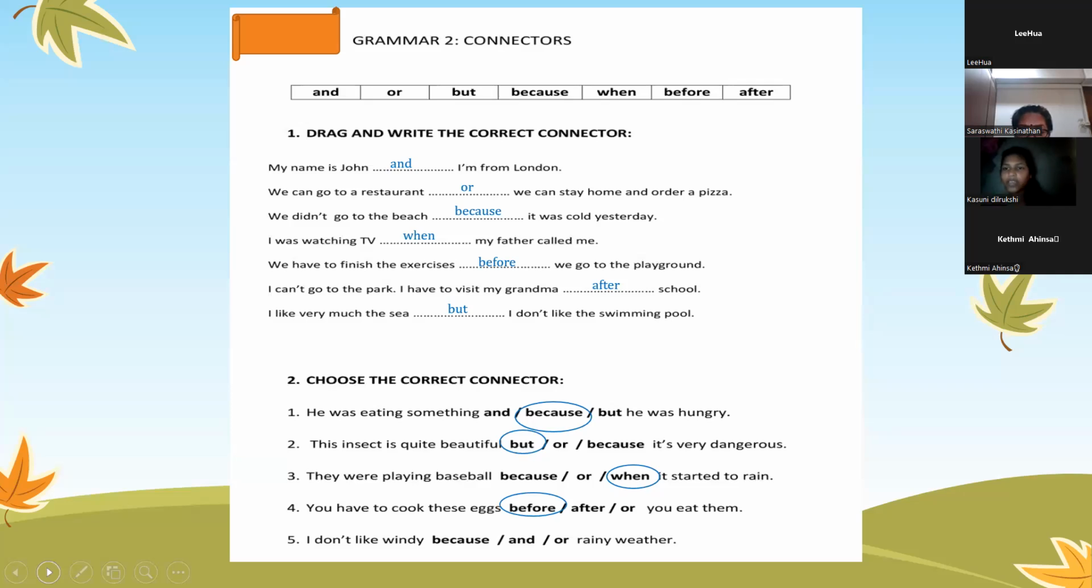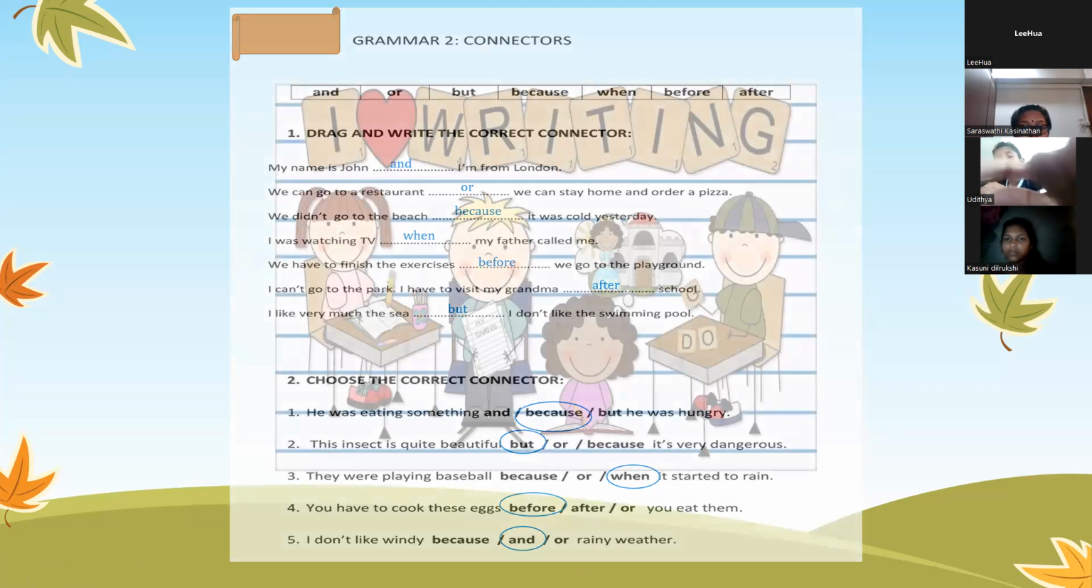I don't like windy and rainy weather. Okay. Yes. I don't like windy or rainy weather. There's another word you can use: and, or. Okay, both are acceptable. Both are acceptable. All right.